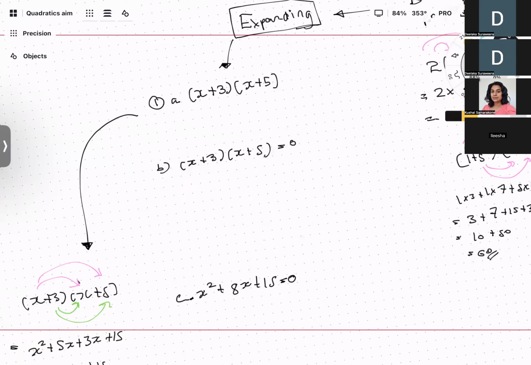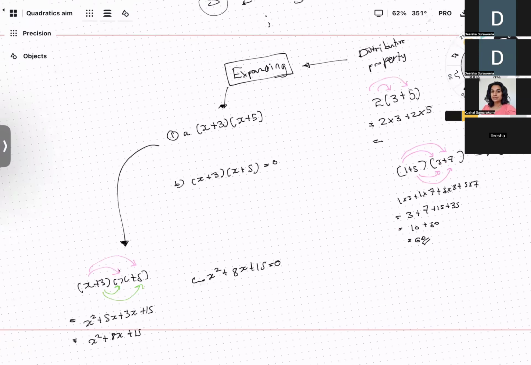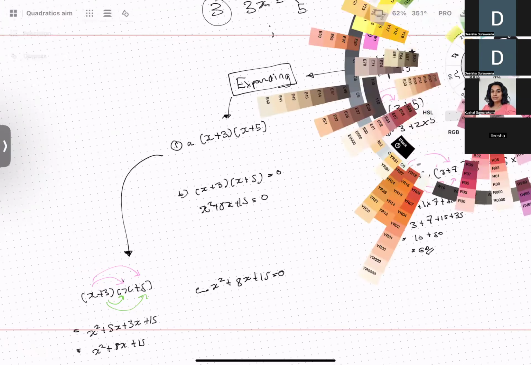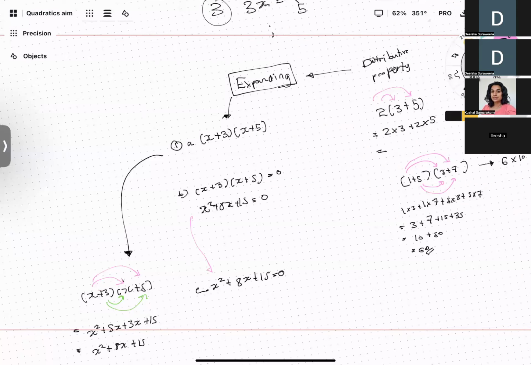Any ideas? Now, I might have led you onto a wrong track because we just did expansion for this. So you might try x squared plus 8x plus 15 equals 0 by doing the expansion. That's just part C. And actually, this is hard.